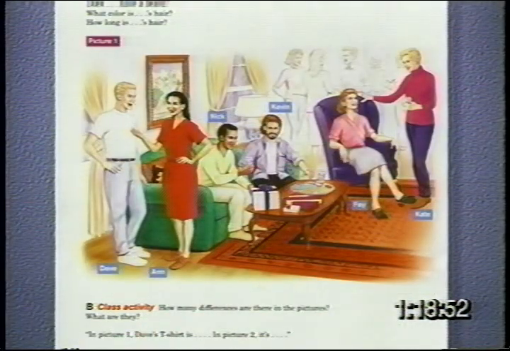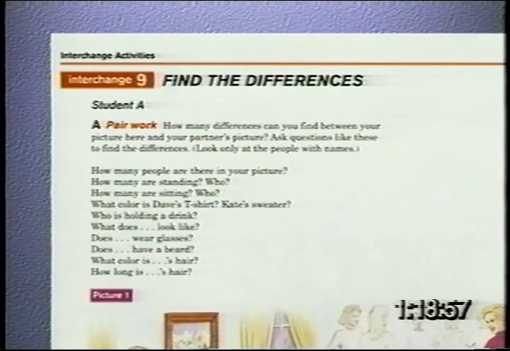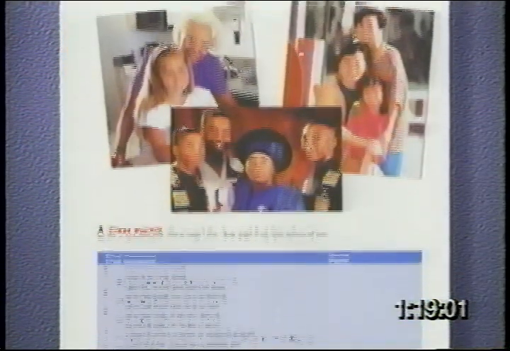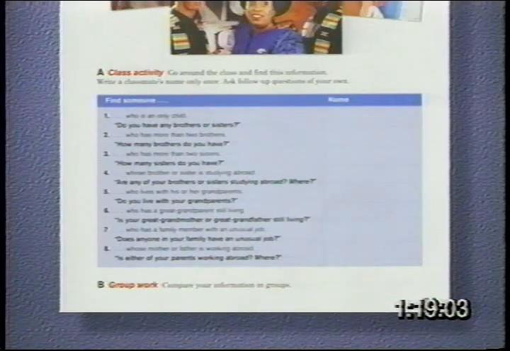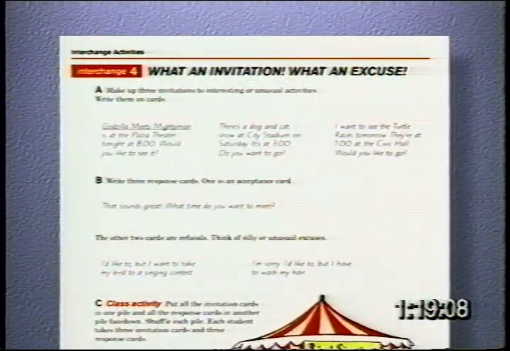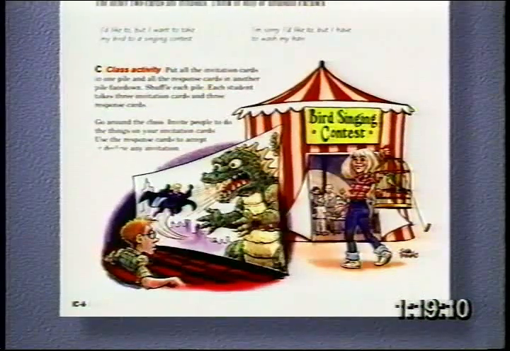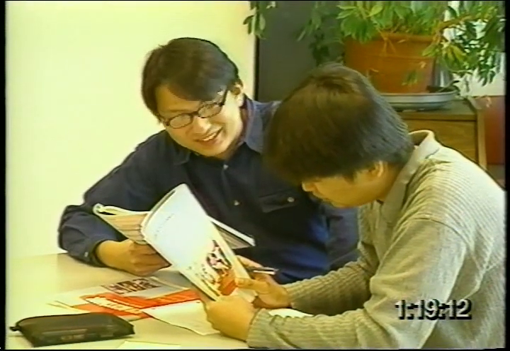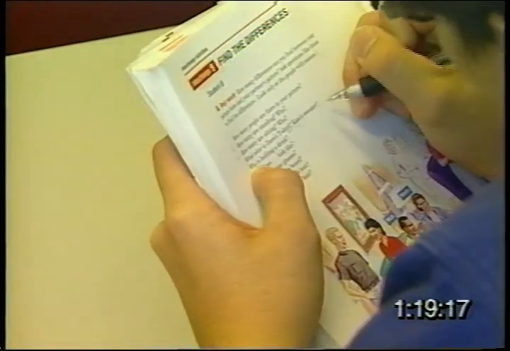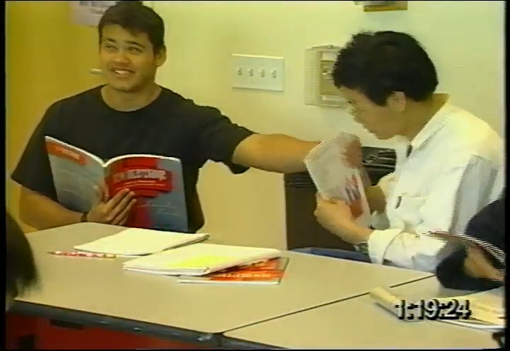Each unit in New Interchange has an extension activity at the back of the book, known as an interchange activity. The interchange activity allows students to practice everything they have learned in the unit in the form of surveys, information gaps, and role plays. In an interchange activity, students add their own information and include language they've learned in previous units as well. The focus of the interchange activity is to communicate fluently and to have fun with English.